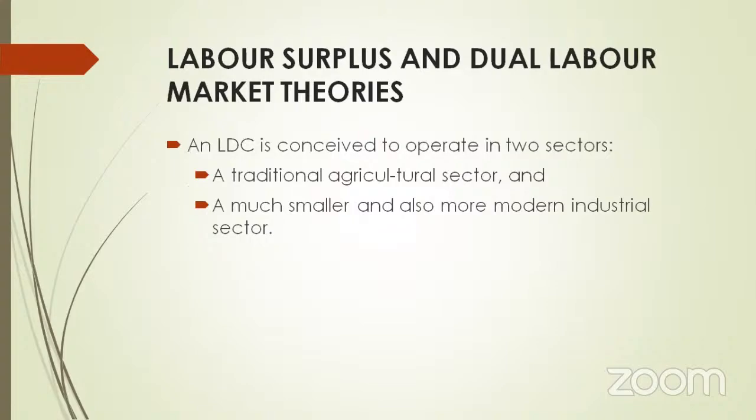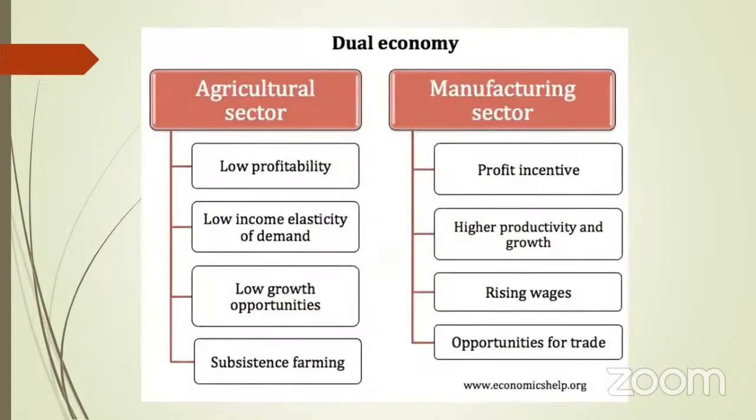So inevitably, labor surplus and dual labor market theory: least developed countries are conceived to operate in two sectors, a traditional agriculture sector, and a smaller and more modern industrial sector. If you see today also in India, a large part of the population is rural based, involved in agriculture. So this is how the dual economy functions. There's an agriculture sector, there's a manufacturing sector, and the agriculture sector is denoted by low profitability, low income elasticity, low growth opportunity, subsistence farming. As I said, small land holdings will more often than not result in subsistence farming, because whatever you grow, you're consuming in the family. There is manufacturing, there is profit, higher productivity, rising wages, opportunity for trade.